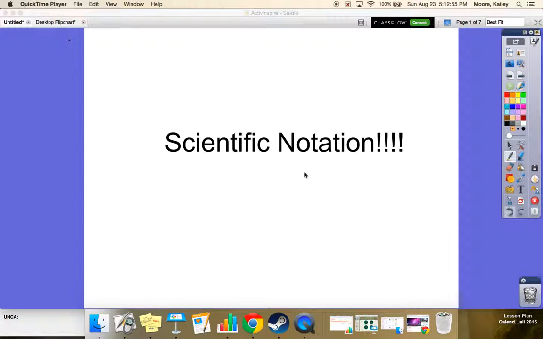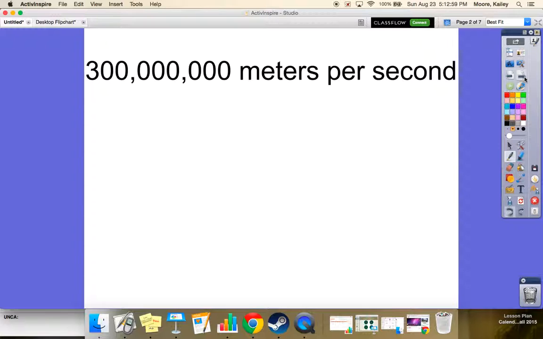Today we are talking about scientific notation. So let's start with our first example, 300 million meters per second. And we're going to take this number and put it into scientific notation. As you just read in the lesson, you have 4 steps to take a number and put it into scientific notation. So the first step is to write the number out with the appropriate decimal.